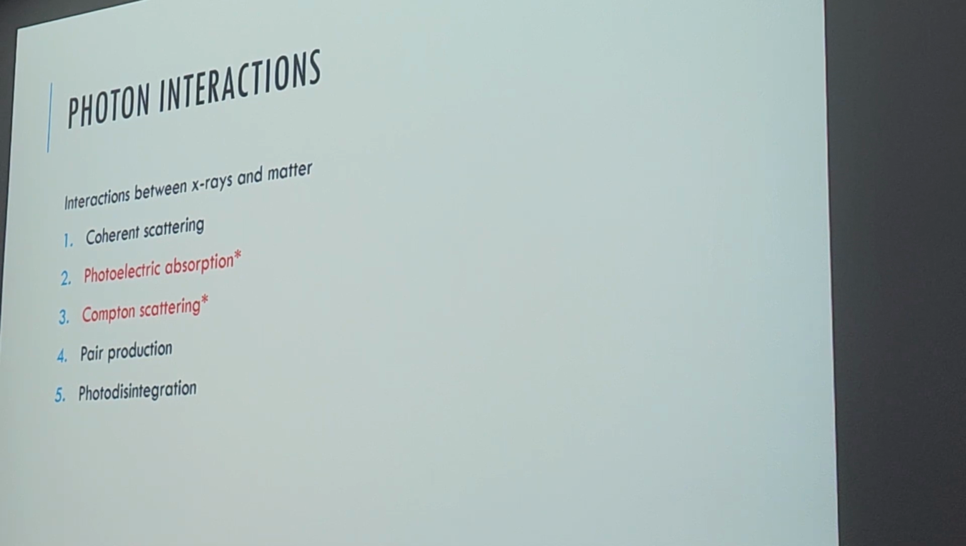Now we're going to talk about some photon interactions. These are interactions between X-rays and matter, the patient's tissue. We have coherent, photoelectric, Compton, pair production, and photodisintegration. The two that we talk about in diagnostic X-ray are photoelectric and Compton, which are important in X-ray.